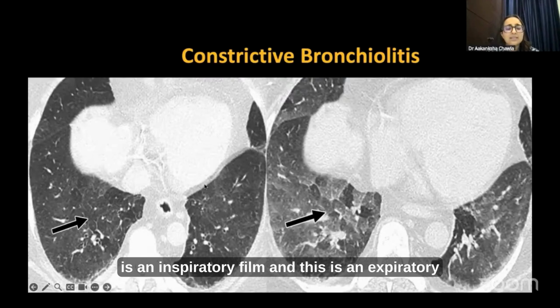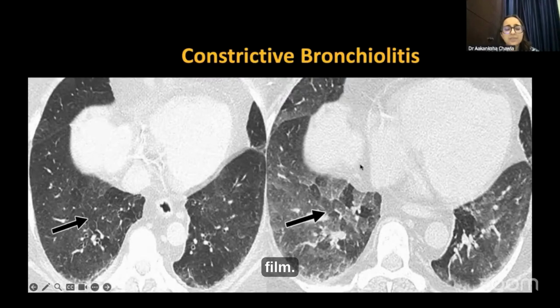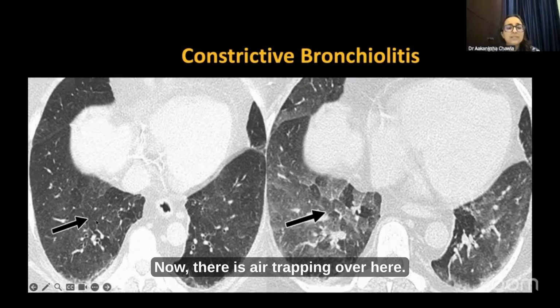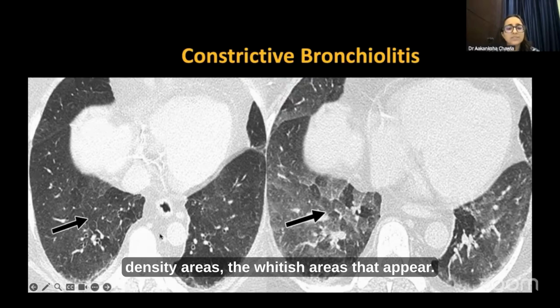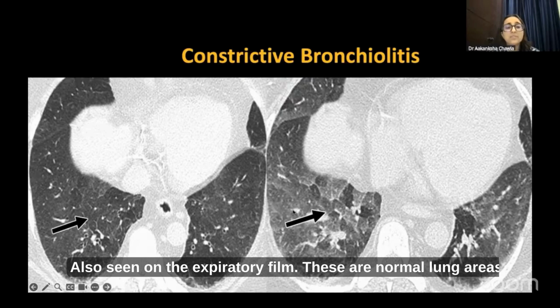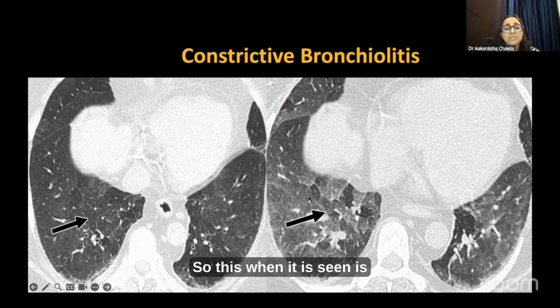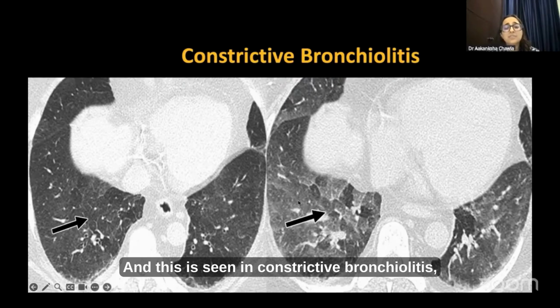Again, this is an inspiratory film and this is an expiratory film. Now there is air trapping over here and there are interspersed high density areas, these whitish areas that appear and are also seen on the expiratory film. These are normal lung areas. So when this is seen, it is because of air trapping, and this is seen in constrictive bronchiolitis, which is also called the mosaic attenuation pattern.